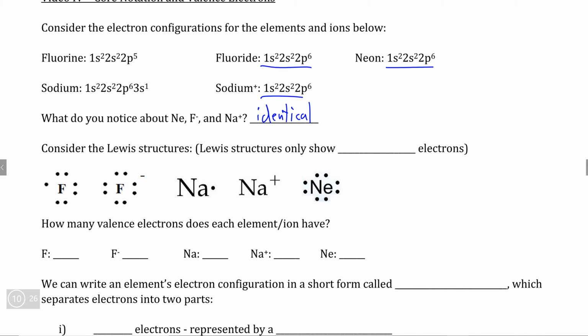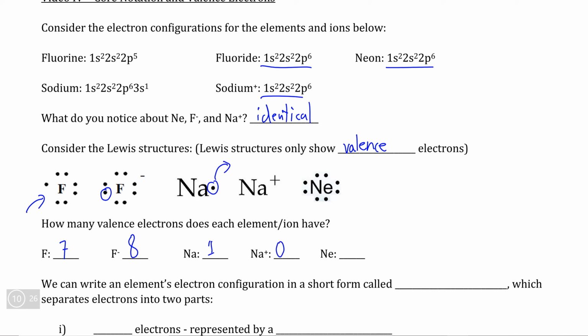We know that fluorine starts with 7 valence electrons, and remember that Lewis structures only show the outermost electrons in the valence shell. And in order for fluorine to become a stable ion, it needs to gain 1 additional electron for a total of 8. We know that sodium starts with 1 valence electron, which it has to lose in order to have a full valence shell.